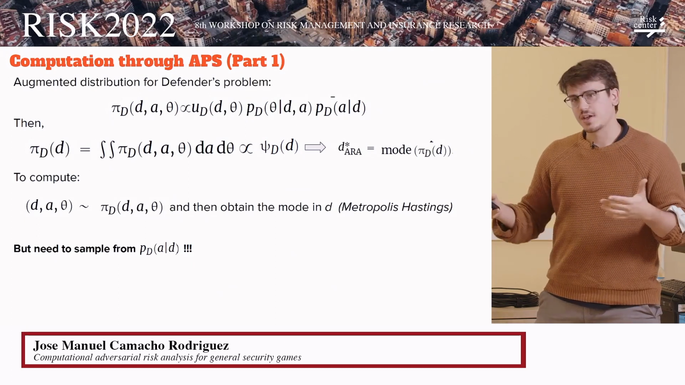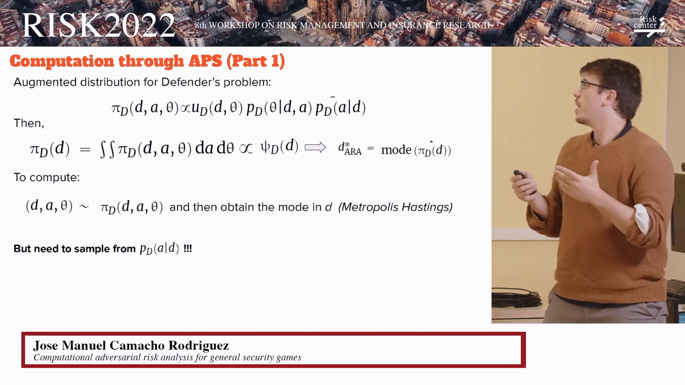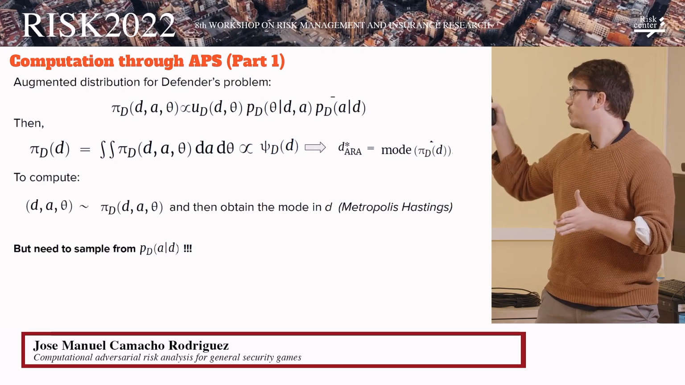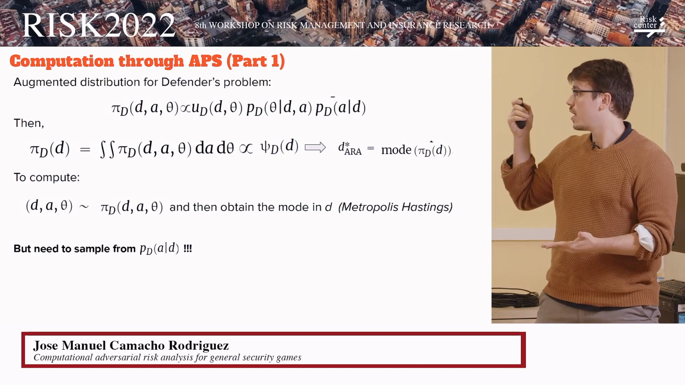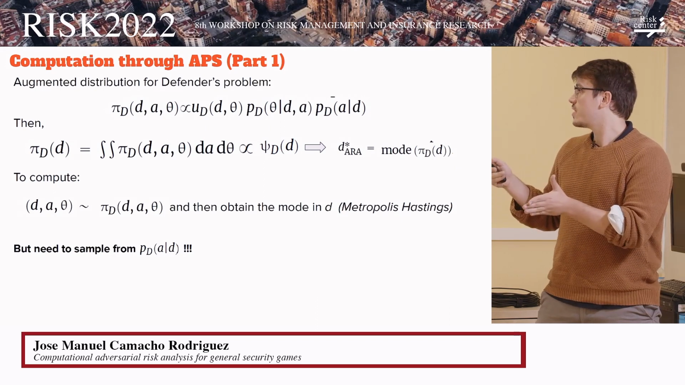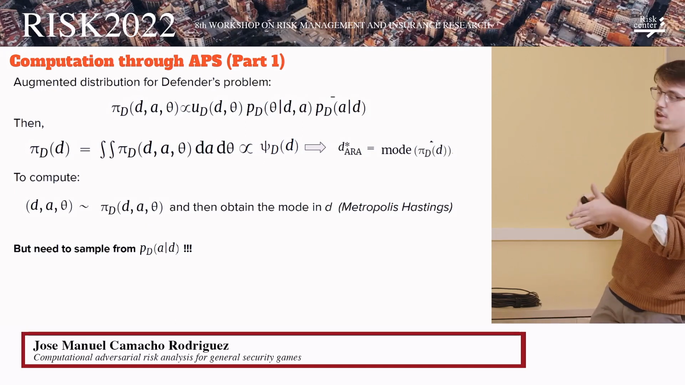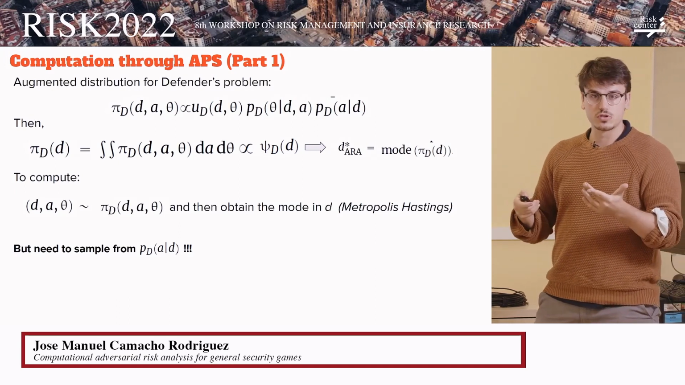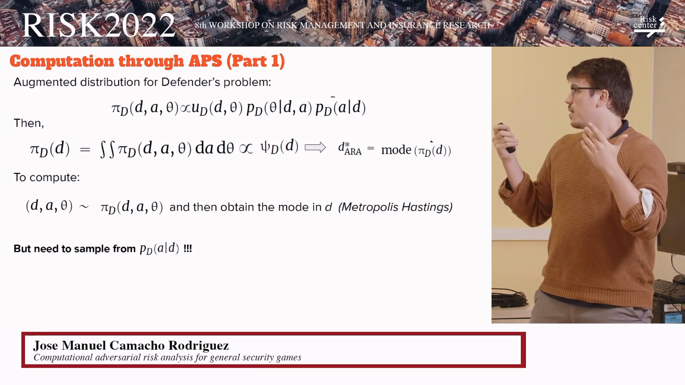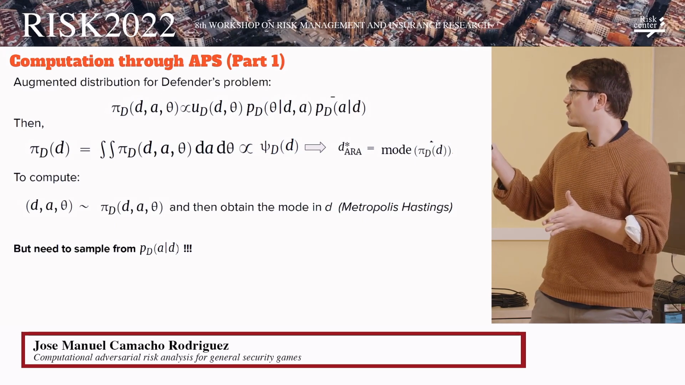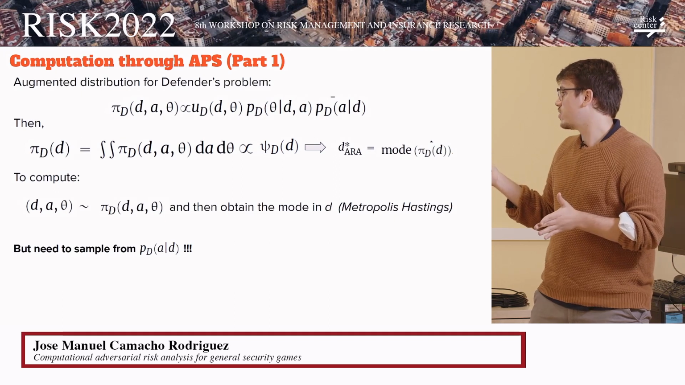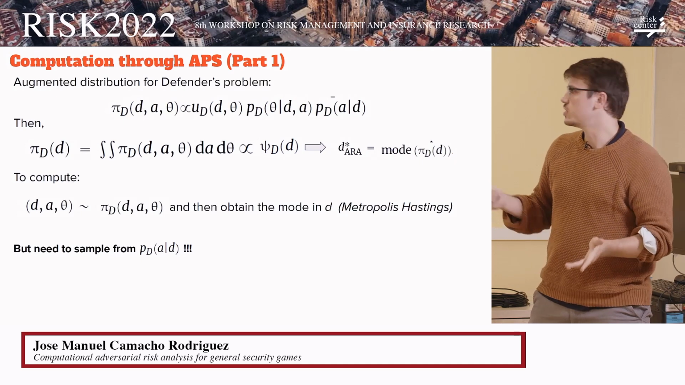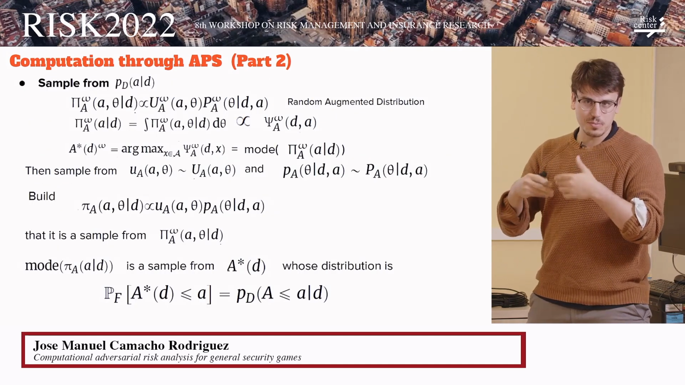How do you use APS to compute this? First, you define an augmented distribution that is proportional to the random expected utility, and then you know that the marginal will be proportional to the expected utility. As I said before, the mode of that distribution will be the optimal decision. To compute the augmented distribution, you can just use Metropolis-Hastings, but you still need to sample the distribution of the attack given a decision. So then it comes the slightly messier part.